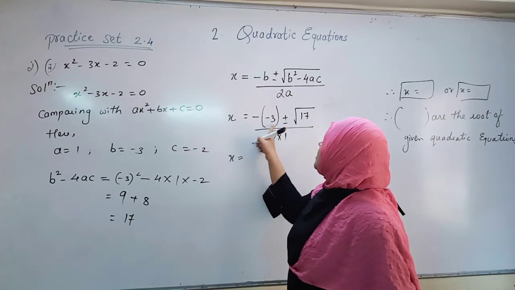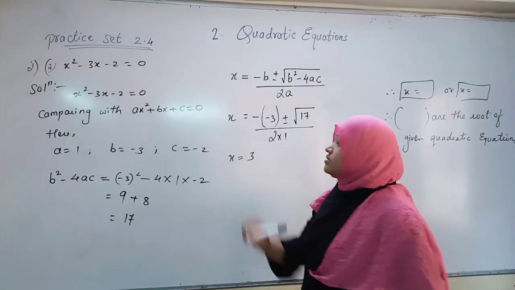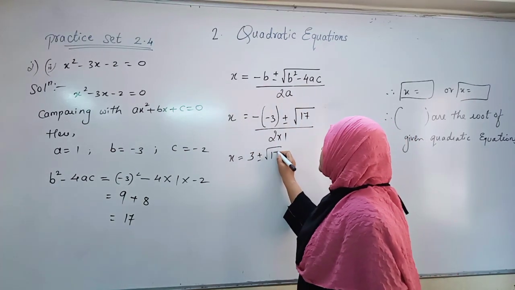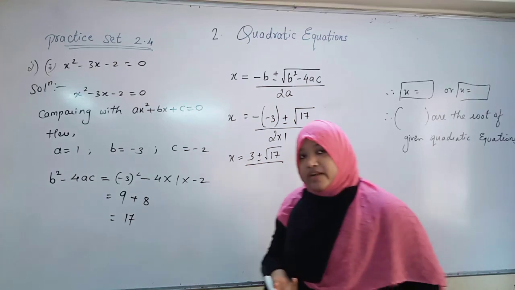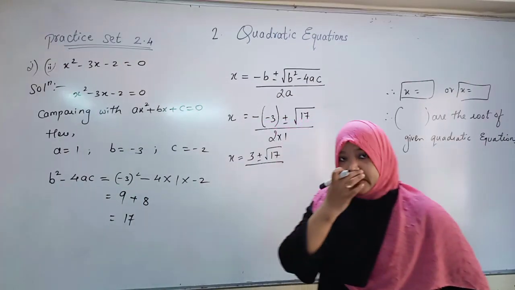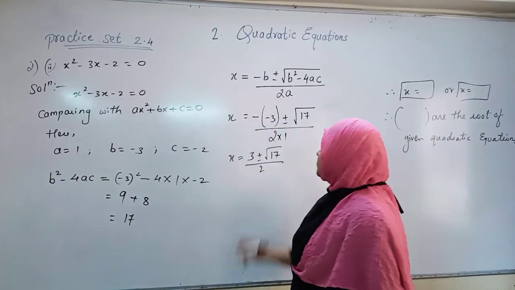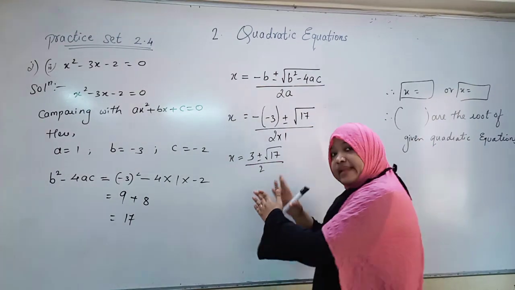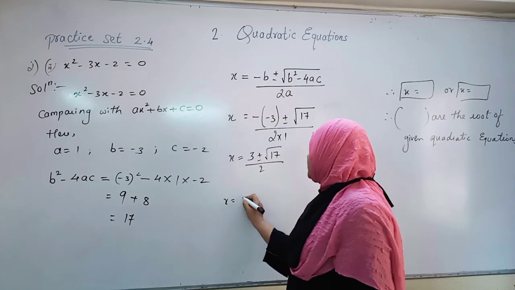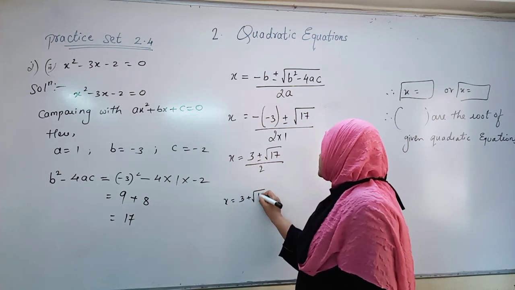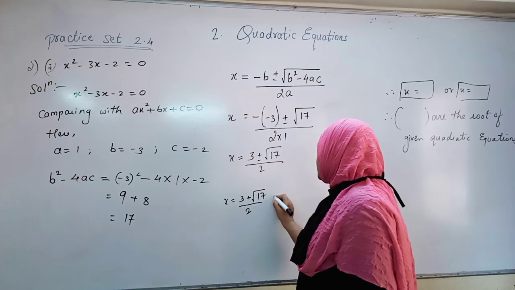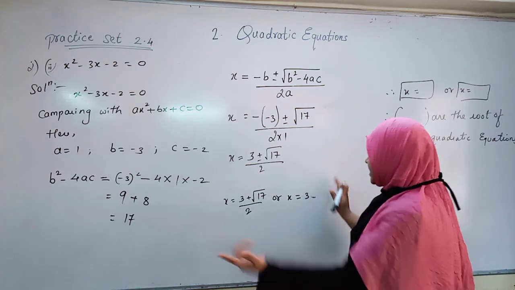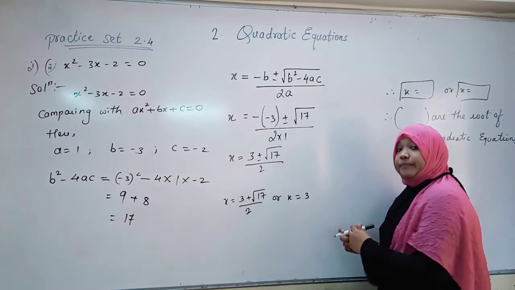x is equal to minus minus became plus. So it is 3 plus minus of square root of 17. We don't have the square root of 17, so write it as root 17. 2 1s are 2. Now again what are we going to do? We will separate the plus sign and minus sign. So x is equal to 3 plus root 17 upon 2, or x is equal to 3. I had taken plus there, na? What should I write here? Minus.